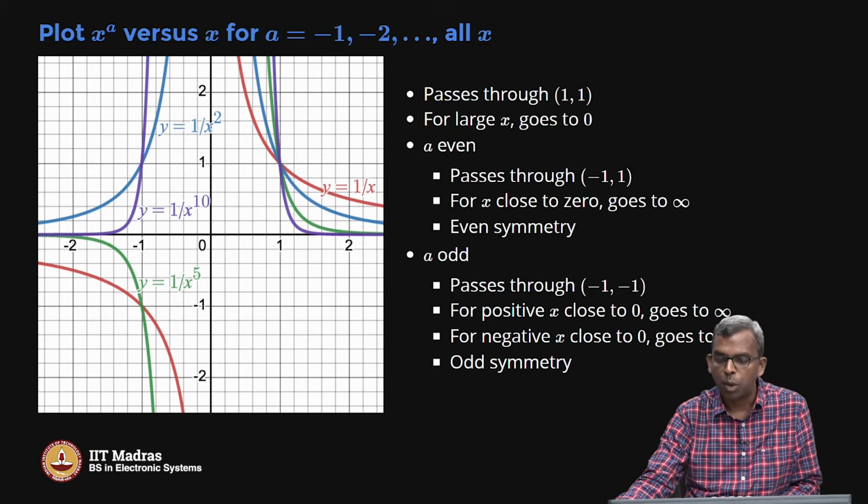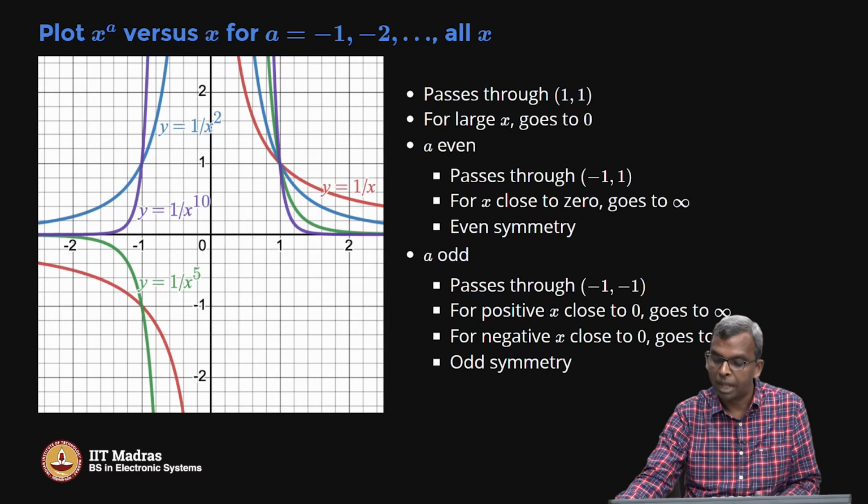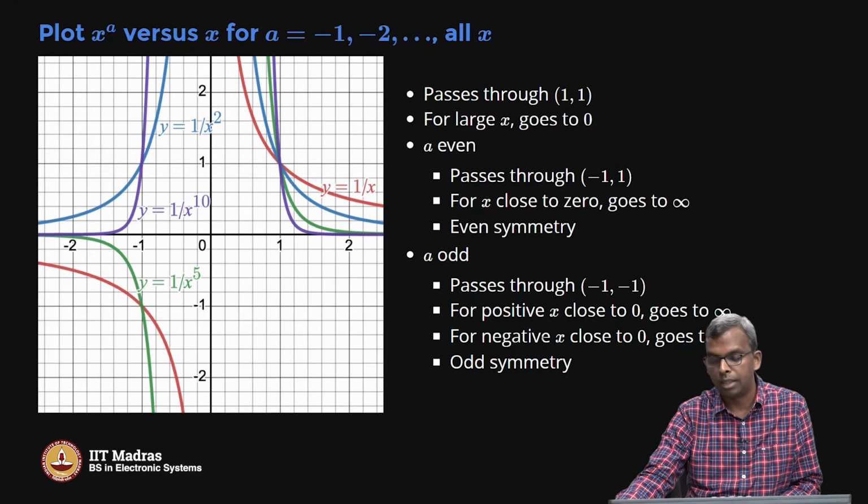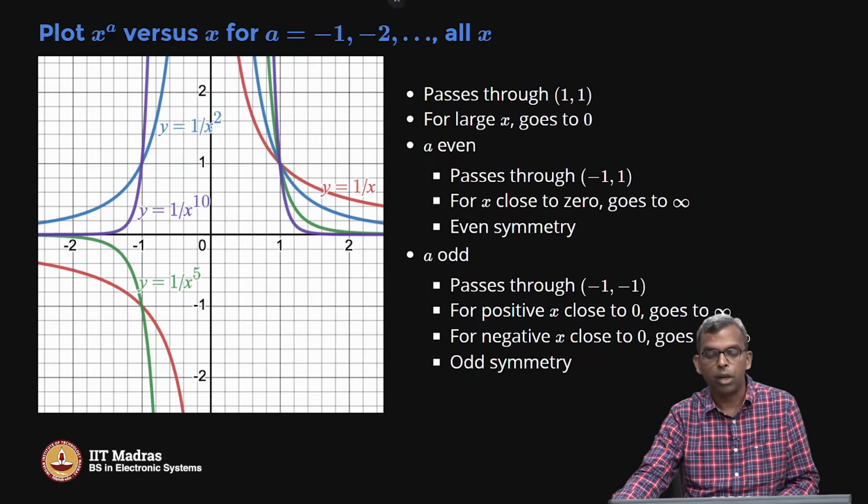Some of the properties: it passes through 1 comma 1 always. For large x it goes to 0 always, whether x is positive or negative, it doesn't matter. When a is even, there is some symmetry behavior, and it goes to infinity at 0. When a is odd, it goes to minus infinity for negative x close to 0, and for positive x it goes to infinity anyway. And then there is this odd symmetry. I hope this is clear now.